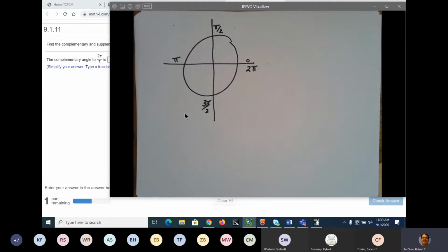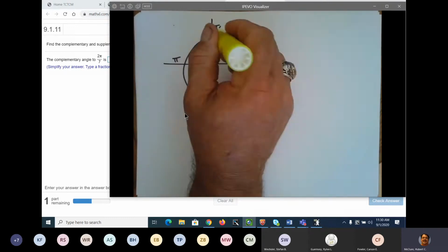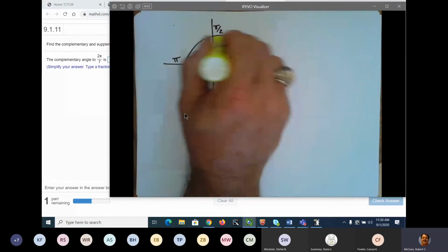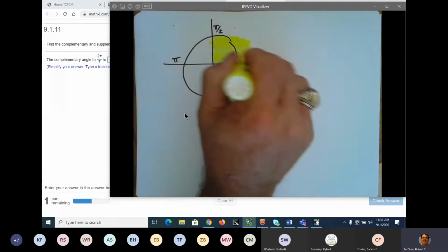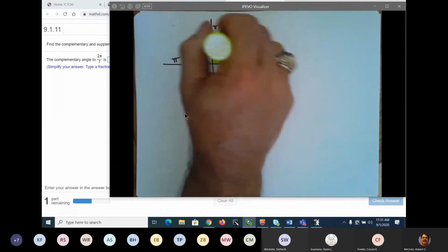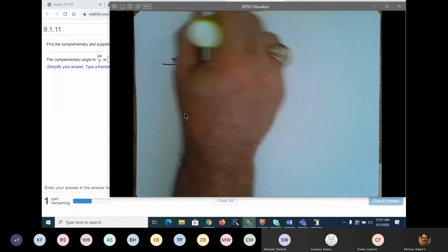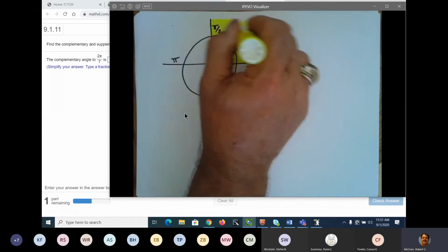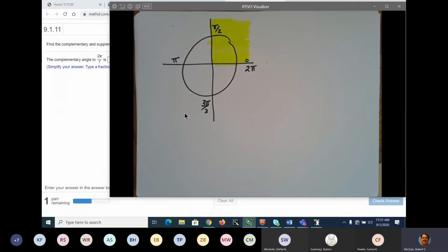We know that the 2 pi over 7, we know that it's in, where's my yellow highlighter? We know that it's in this section. Somebody tell me how we know that. You can type it in or you can say it out loud. How do we know that the angle is in that first quadrant? It's positive. It's less than pi over 2.